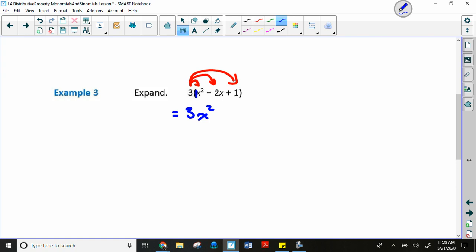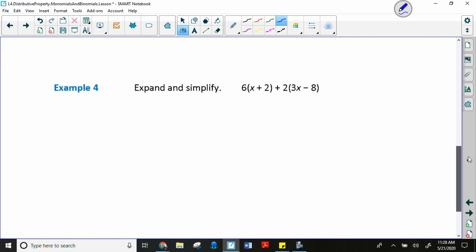Then the 3 is going to get multiplied by the negative 2, and there's no x with it, so this x is just going to stay. It'll become negative 6x. And then the 3 is going to get multiplied by the positive 1. And we're done. Let's make it harder.